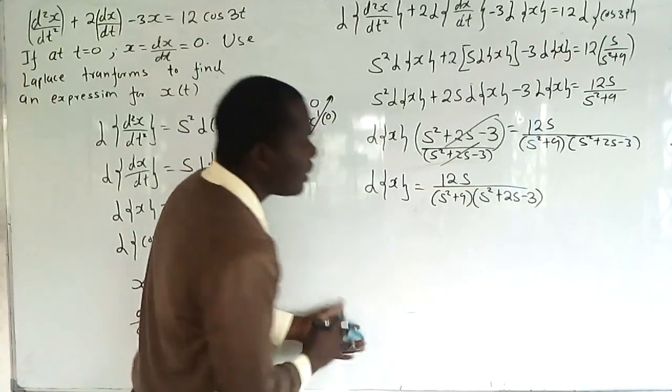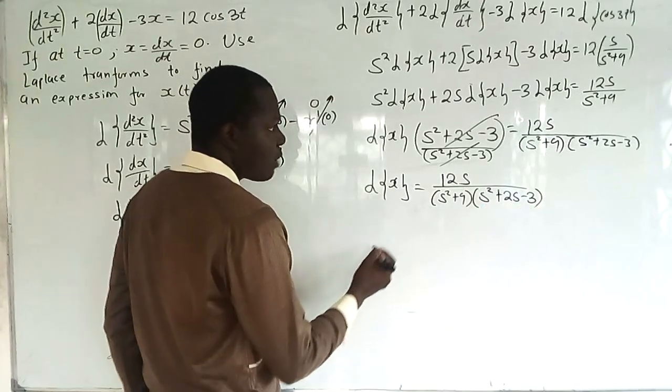Then you go to the other one, s squared plus 2s minus 3. Are you able to factorize it?